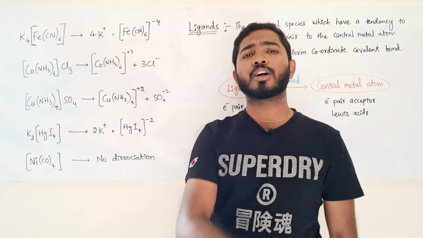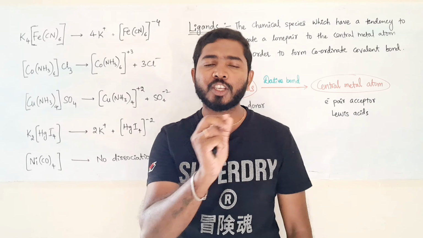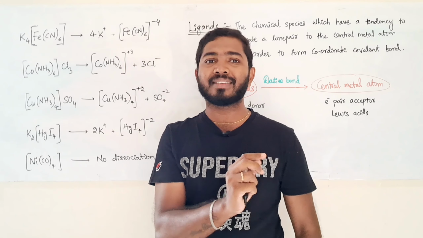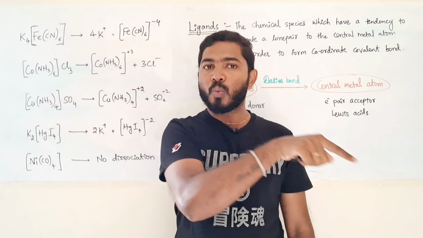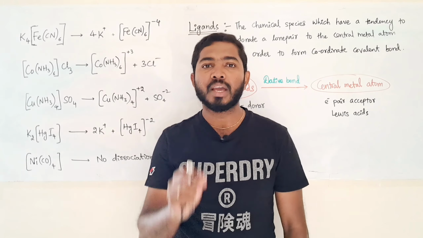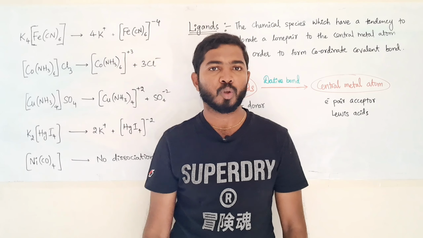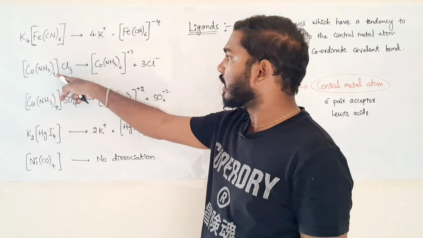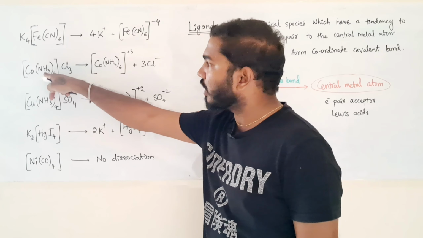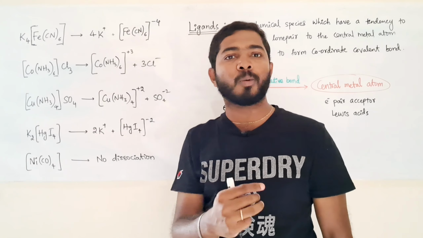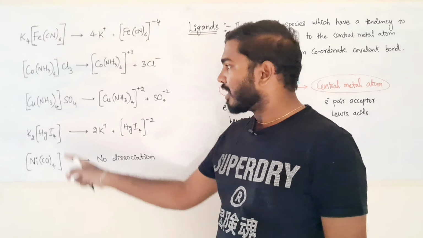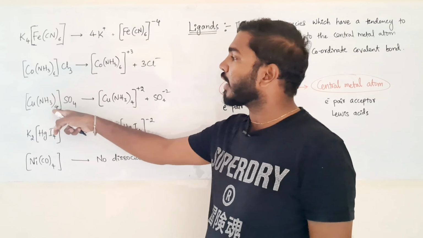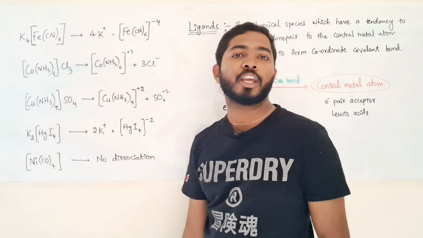So what exactly is the coordination number? Coordination number can be easily defined as the number of dative bonds formed by ligands with the central metal atom in a coordination complex. Hope it is clear. If you look at this, here we have 6 ligands, so 6 ammonias form 6 dative bonds, so the cobalt is going to have a coordination number of 6. Similarly, copper, 4 coordination bonds, so 4 is the coordination number.